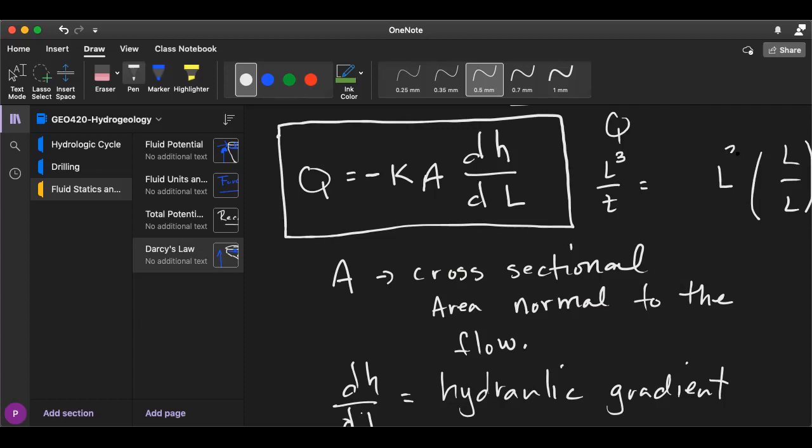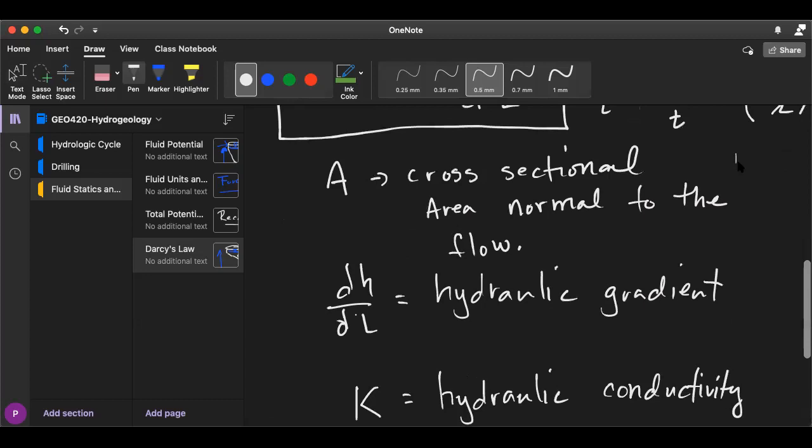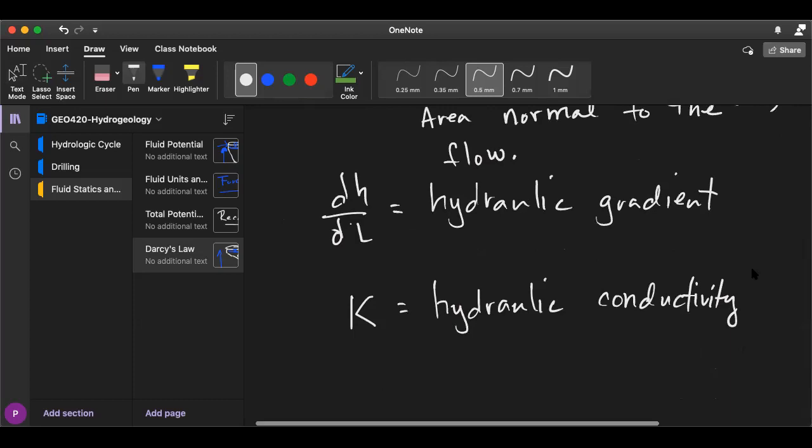So if I need this term over here, we can cancel these out. If I need the right-hand side to be length cubed over time to be equal to discharge, what do the units of K have to be? Length over time, right? If I put it as length over time, then I get length cubed over time is equal to length cubed over time. All right, so hydraulic gradient is unitless. Area has the unit length squared. K has the unit length over time.